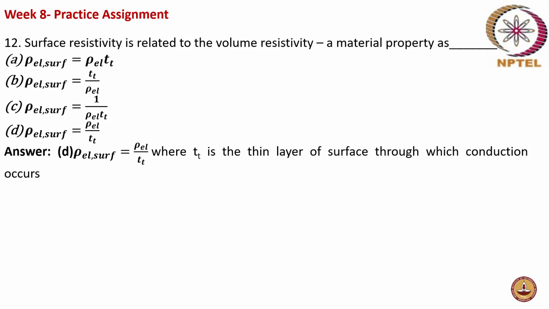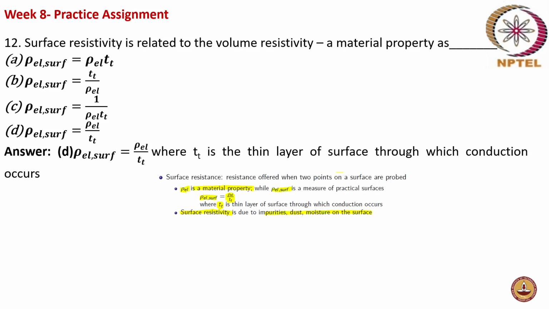The answer is surface resistivity is equal to volume resistivity by thickness, where thickness is the thin layer of the surface through which the conduction actually occurs.